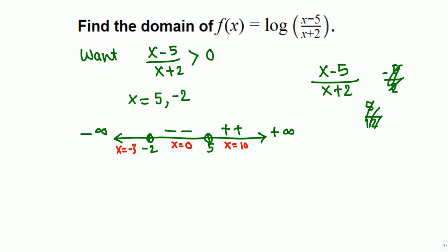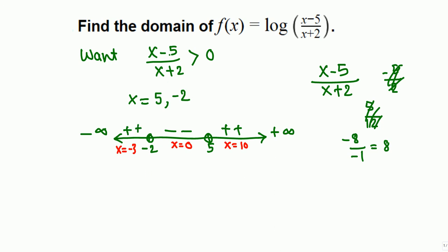Let's do it for -3. Plug in -3 here. -3 minus 5 is -8, and -3 plus 2 is -1. Negative on the top and bottom cancel, so this will be just positive 8. All we need is positive.